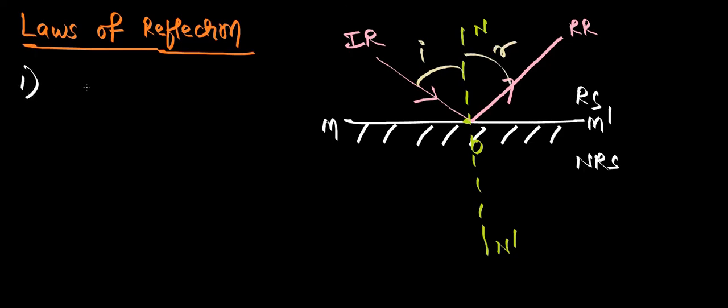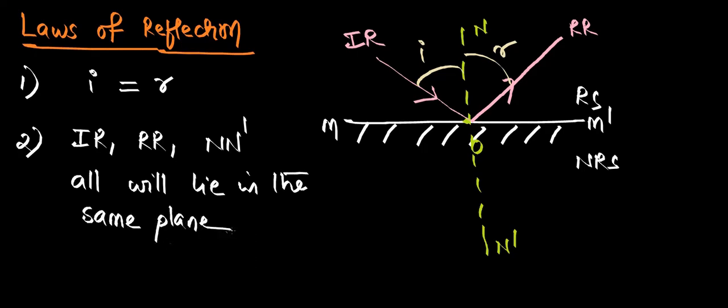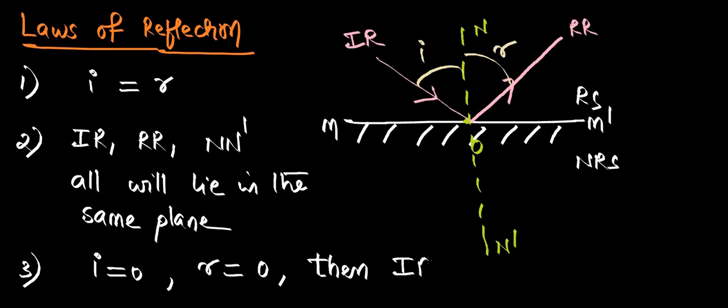The first law says that the angle of incidence will be equal to the angle of reflection, and the second law states that the incident ray, the reflected ray, and the normal N dash all will lie in the same plane. And the third one: if the angle of incidence is 0, then the angle of reflection is also zero. In that case, the incident ray and reflected ray both will lie on the normal.